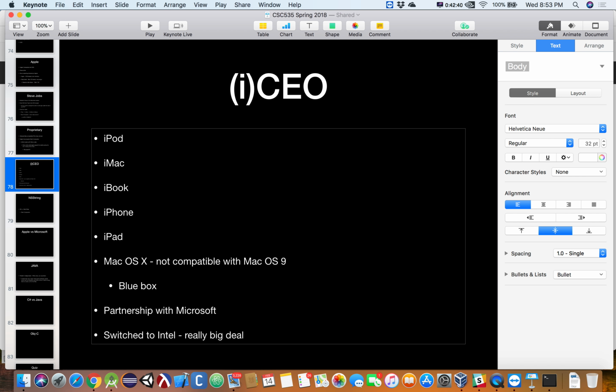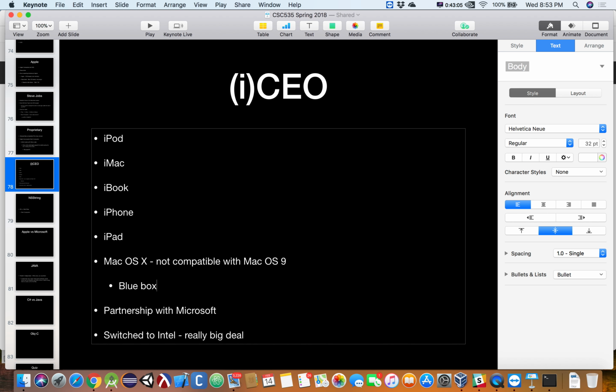So what ended up happening is when you bought Mac OS X, it came with a program called Blue Box, which allowed you to launch OS 9 within OS X so you could run your old software, which made your computer slower. So you got this nice computer with a brand new operating system that you can't use for almost anything.